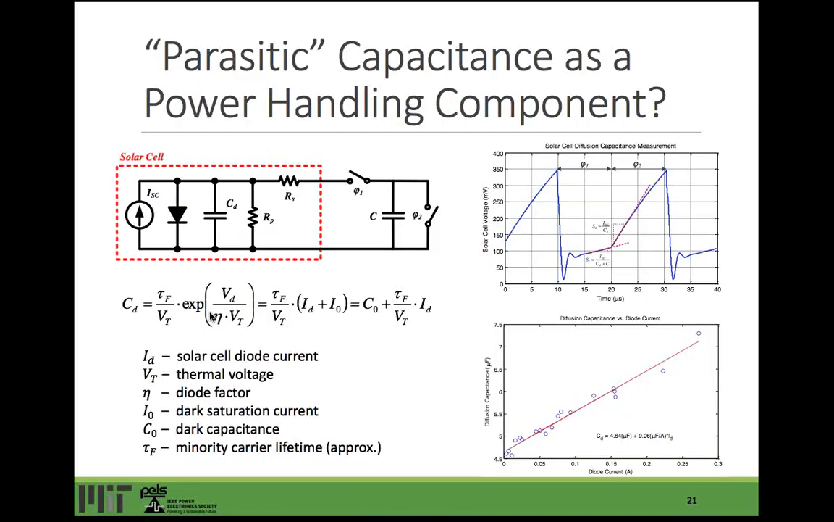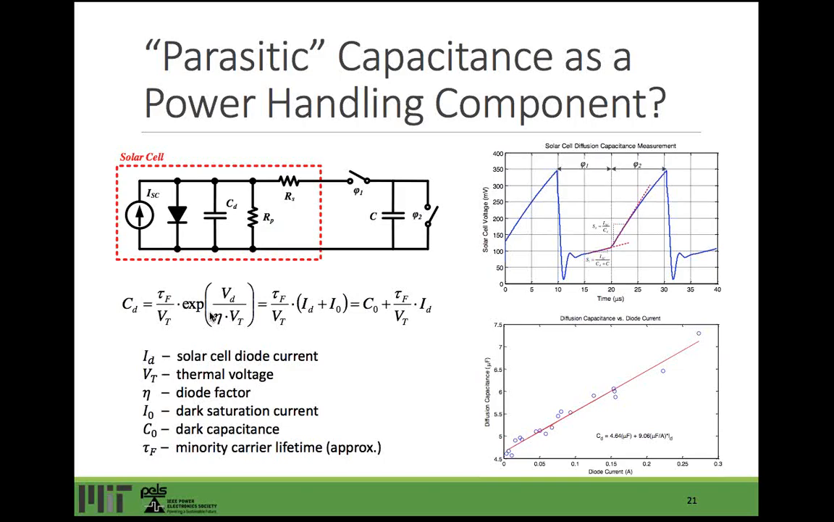Now, to verify this relationship in the context of a switching converter, which is how we'll be exploiting the parasitic capacitance in our circuit, we constructed a circuit with two switches and an external capacitor of known capacitance. In phase one of the switching cycle, the external capacitor is connected in parallel to the solar cell. And in phase two, the external capacitor is disconnected and discharged through the second switch. What that means is that during phase one, the photocurrent charges the parallel combination of the diffusion capacitance and the external capacitance. And during phase two, the photocurrent charges the diffusion capacitance alone. From the ratio of these two charging slopes, we can then extract the value of the diffusion capacitance. And it actually behaves exactly as the model predicts, linearly, with the diode current.